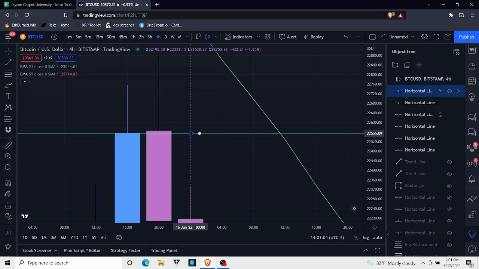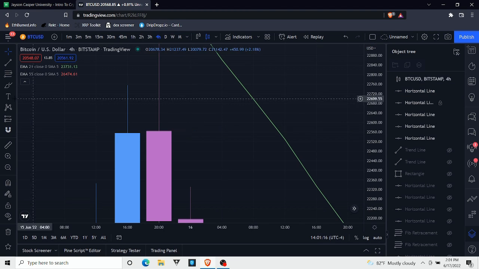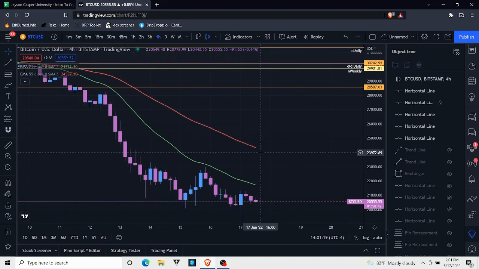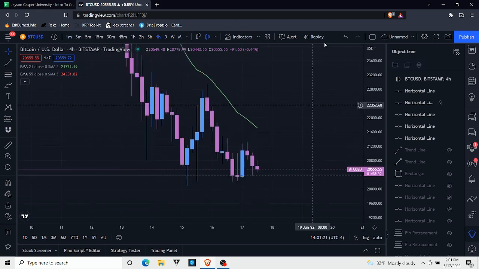And actually, I don't think we would call this one a level. It's maybe a zone, a 4-hour zone, but we would like to see these candle bodies be at the same level, so I'm actually not going to mark that one out. Let's see if there's a better 4-hour level we can mark.